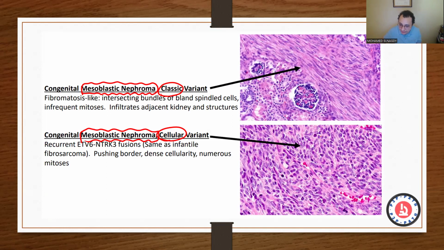spindle-like immature cells everywhere. However, in the classic one, you will see it forming some kind of pseudotubules and some kind of poorly formed glomeruli, and you will see fibromatosis-like intersecting bundles of bland spindle cells. And in this one, the congenital mesoblastic nephroma, it's as if you are looking at a fibrosarcoma, honestly, just some immature spindle and spindle-like cells, dense cellularity, no poorly formed structures anyway.